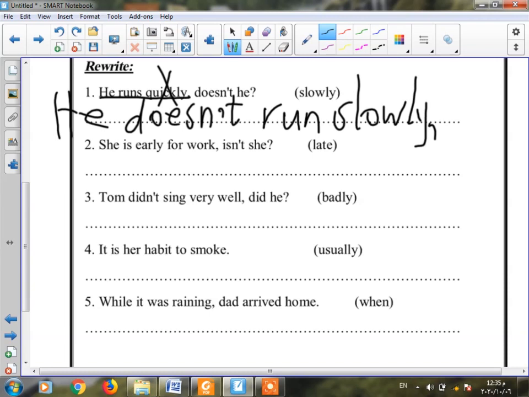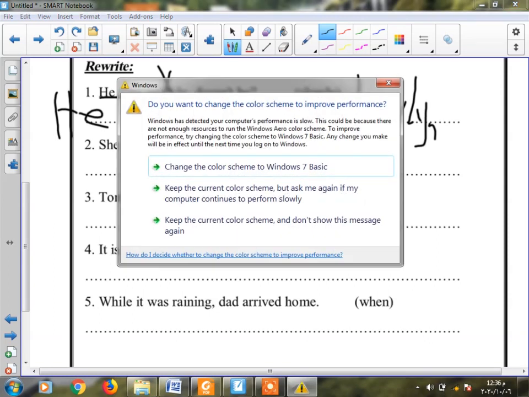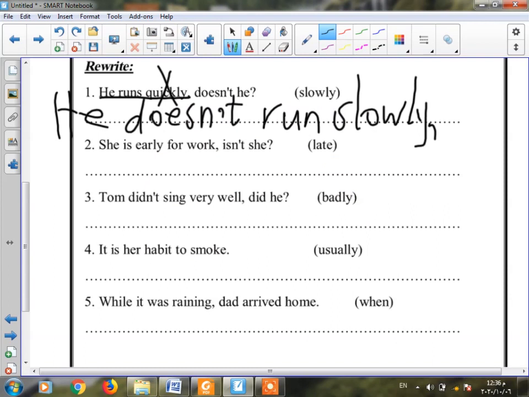But if I didn't write the word doesn't, let's read it now. He runs slowly, I changed the meaning. So I have to write the word doesn't in order to keep the meaning equal. He doesn't run slowly, that means he runs quickly. Okay, I wish to be clear for you. And let's do our question tag now according to my answer. I write he doesn't. I'm going to change it and write does he.